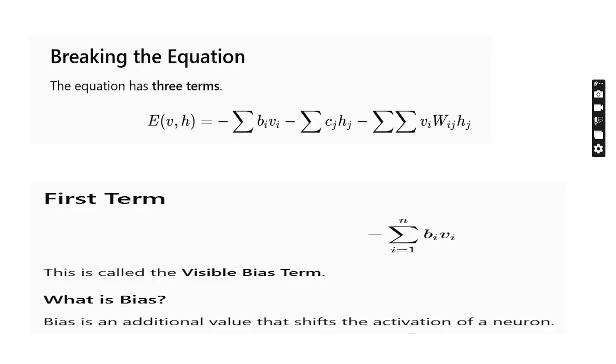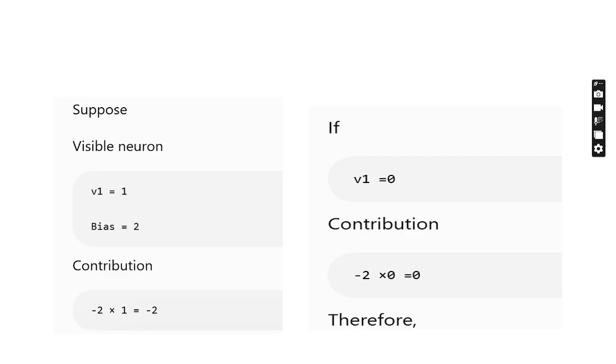Breaking down this equation, the first term, Vi into Vi, is called the visible bias term. Bias is an additional value added to the activation of the neuron. Whenever the neuron gets activated, we need a bias along with the visible layer. Now suppose visible neuron V1 is equal to 1 and we take the bias as 2. The contribution is -2 into 1, we get -2.